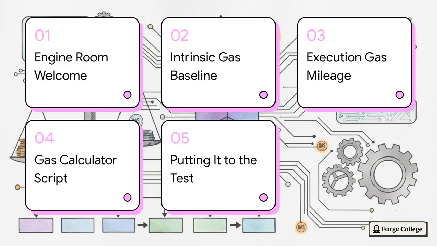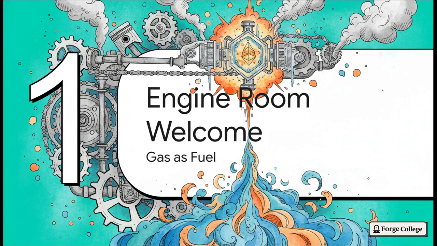Here's the agenda. First, welcome to the engine room. Then, we'll look at the baseline, intrinsic gas, followed by the mileage, execution gas. After that, we're building the gas calculator and finally putting it to the test. All right, Section 1, welcome to the engine room.